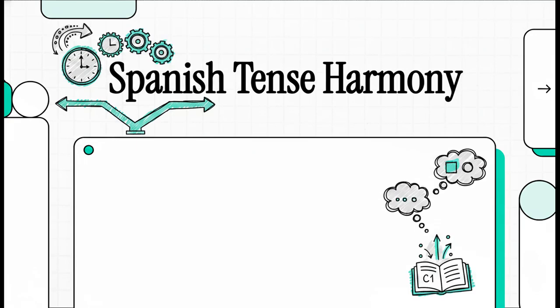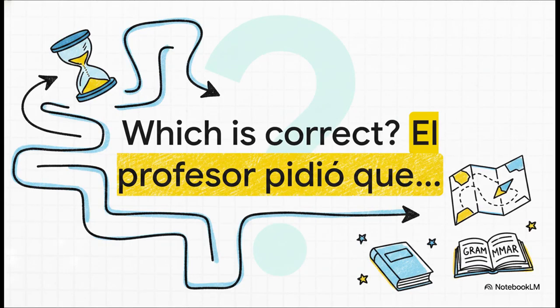Welcome to the Explainer. Today, we are diving deep into one of the biggest hurdles in advanced Spanish grammar, tense correlation in the subjunctive. You know, this is that classic C1 level challenge, where it's not enough to know when to use the subjunctive, you have to know which one. Have you ever been here, staring at a sentence like this, completely frozen?